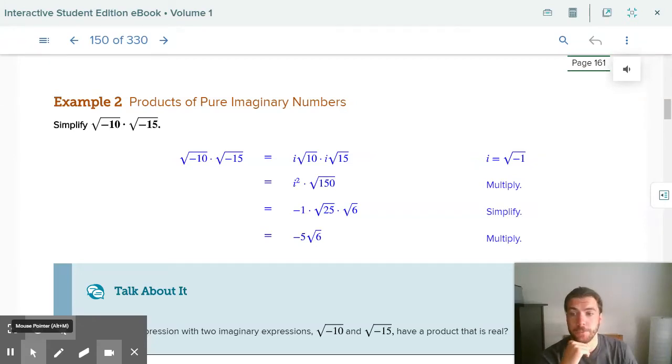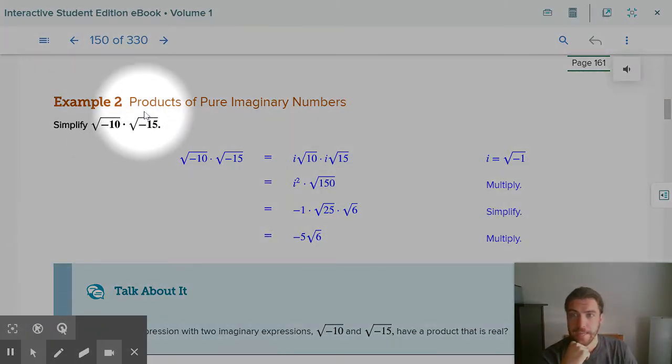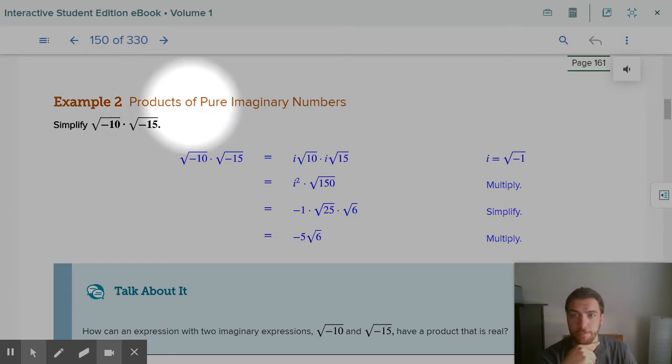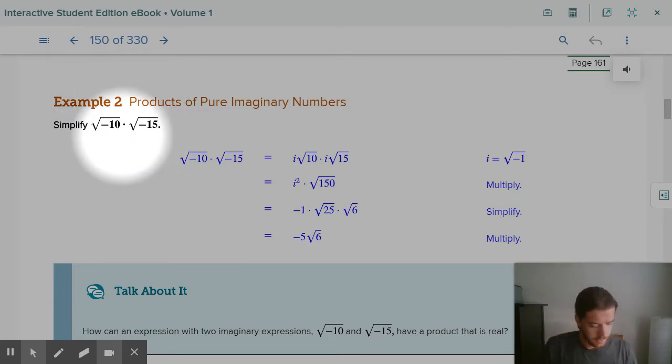Okay, here on example 2, we're going to be taking a look at how we find the product of pure imaginary numbers. So if we have two imaginary numbers being multiplied, how do we figure out what their product is? It's one of our examples of how we're going to be working with these numbers in the same way we work with normal numbers. We want to be able to multiply, divide, add, subtract. In this case, we're looking at multiplying. How do we find the product of these two?